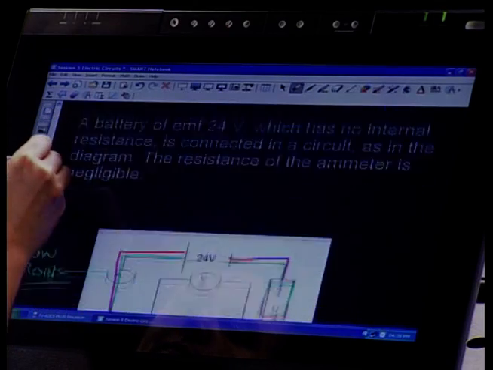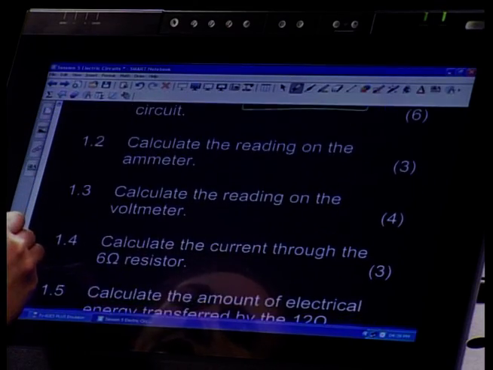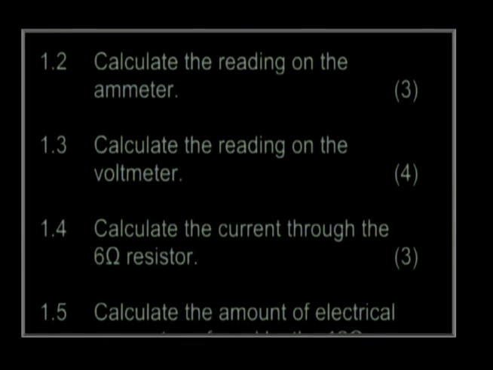It also helps the examiner or the marker when they look at your work to say, all right, this question is now complete. That is their final answer. We can move on to the next question. And while we're talking about moving on, let's see what question 1.3 is about. They want to know the reading on the voltmeter. Now, worth 4 marks, as you can see over there.